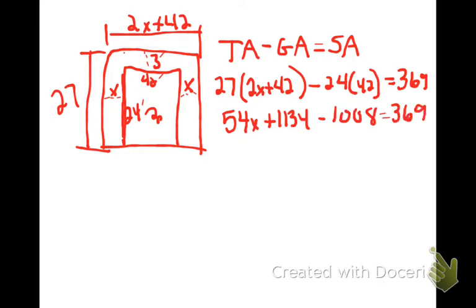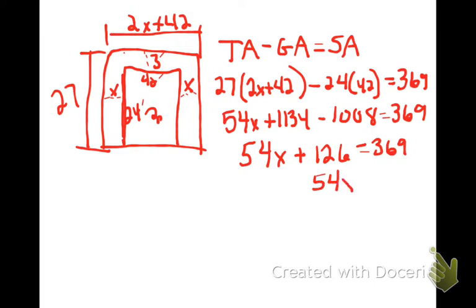I'm going to simplify this side. 54x plus, when I subtract those two, I get 126 equals 369. I'm going to subtract 126 from each side and get 54x equals 243. And I'm going to divide by 54, and I get 4.5, so I should label it feet. So that should be the width right here of the sidewalk on each side.